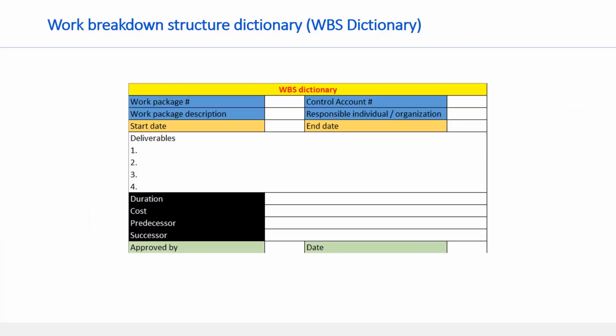Let's look at a sample template. WBS dictionary provides description of the work to be done. It can contain information about work package such as work package number, work package description, control account number, the responsible individual or organization, start and end date, duration, deliverables, the predecessor and successor activity, estimated cost, and who uploaded, etc.